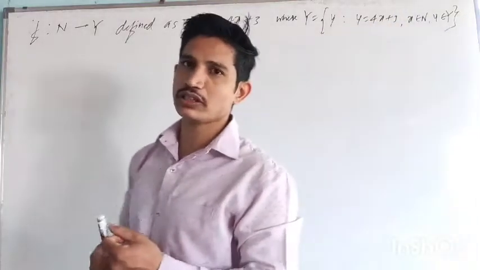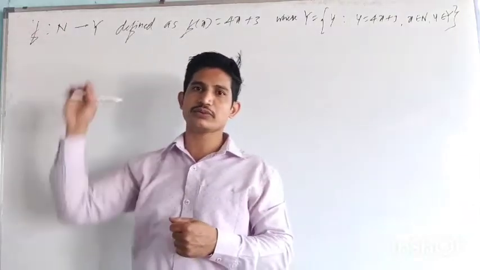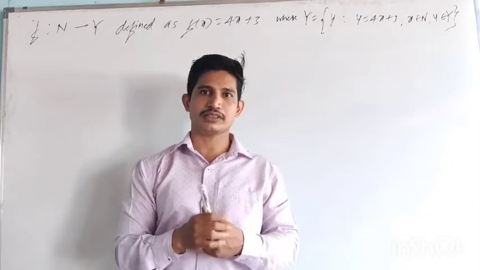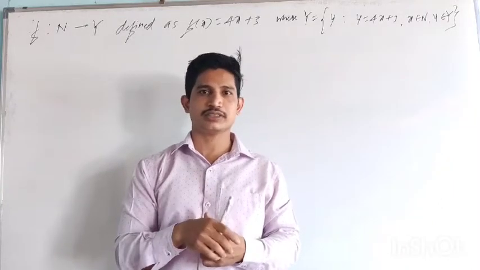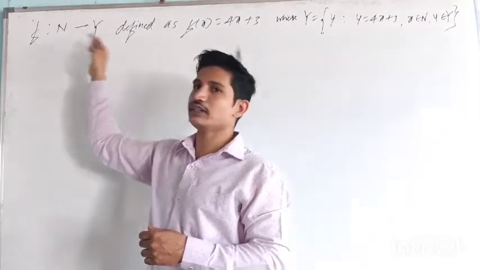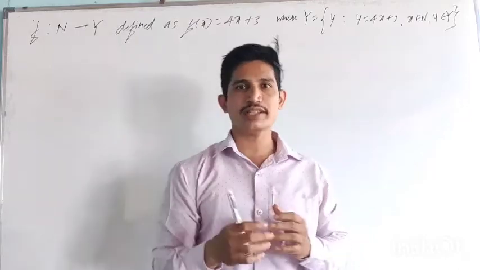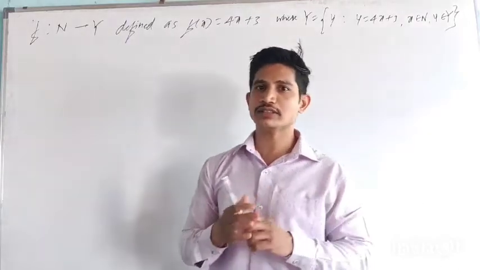The question is: prove that the function f from N to Y is an invertible function, and write the inverse function. When you are proving that the function is invertible, first what is given here?